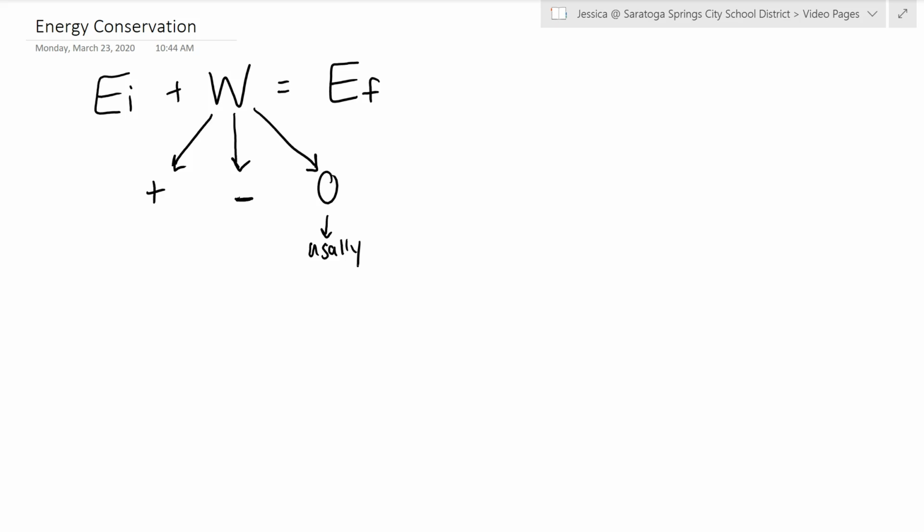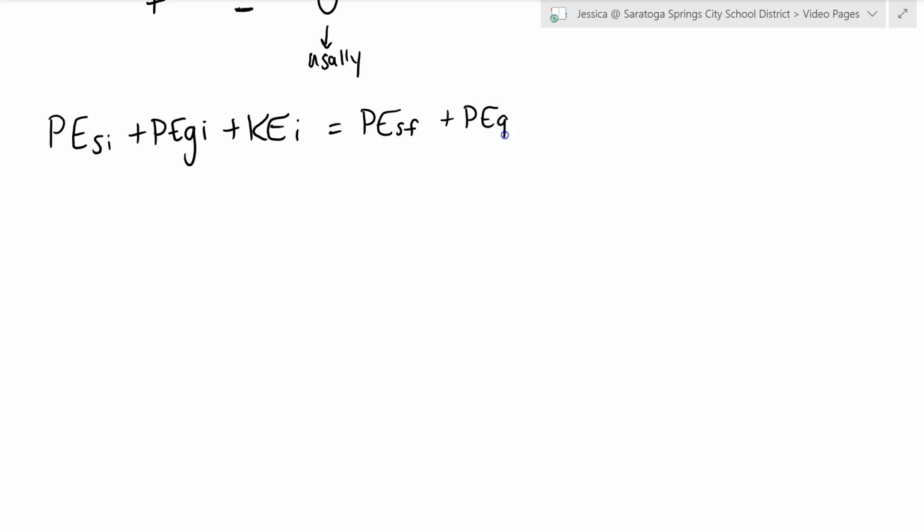We usually write this out as PE_s initial plus PE_g initial plus KE initial equals PE_s final plus PE_g final plus KE final. Now, our system might not have all of those types of energies. We might not have all of them in the beginning. We might not have all of them at the end. We might only have one. We might only have two.